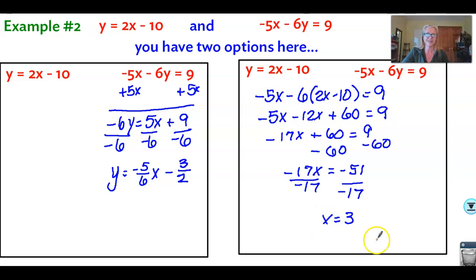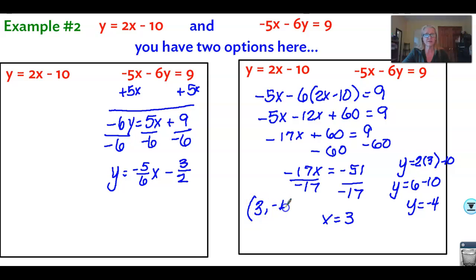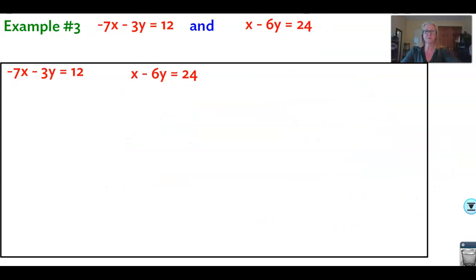No fractions. Okay. Now, if we go over here and we substitute a 3 in here for x, then we would have, let's see if I have room over here, y equals 2 times 3 minus 10. Y equals 6 minus 10. Y equals negative 4. So the solution to this system is 3, negative 4. That was much easier than having to deal with those ugly fractions. Okay, so for example 3.